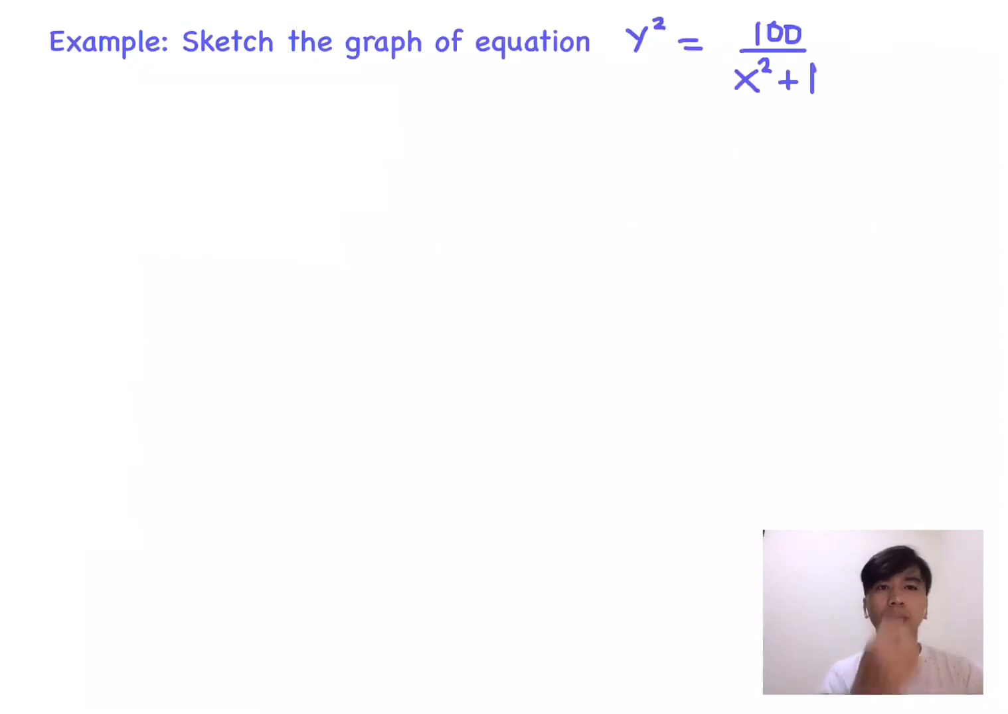Okay, so let's say we have an example. Sketch the graph of the equation y squared equals 100 divided by x squared plus 1. The first thing, when we are about to sketch the graph of an equation, is that we need the data, I mean the points to plot, or the ordered pairs. To make the ordered pairs, we need to make a table of solutions. So let's make the table of solutions first.